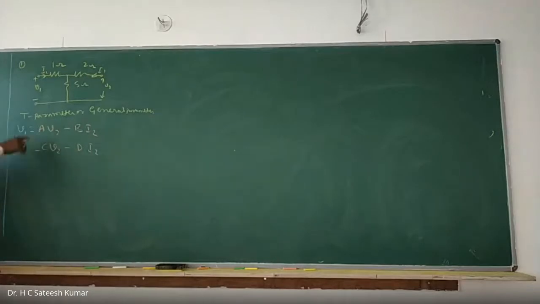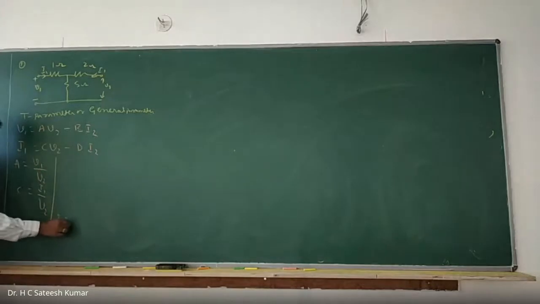Okay, right. Now, if you want to find A and C, what you should do is we can write A is equal to V1 by V2, and C is equal to I1 by V2, keeping I2 equal to 0. For both of them, same thing: I2 is equal to 0.